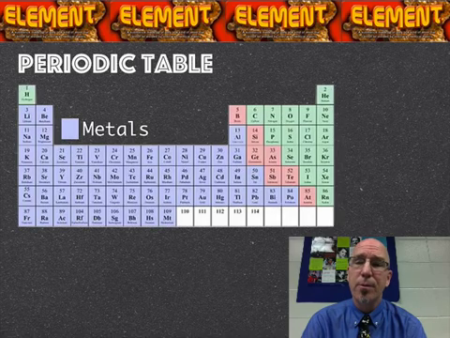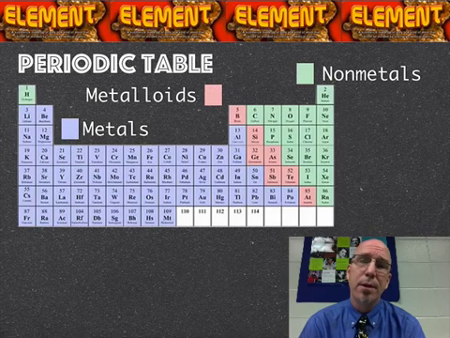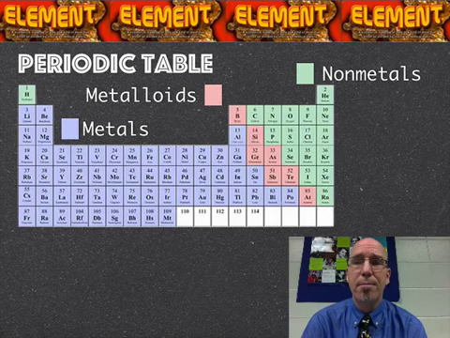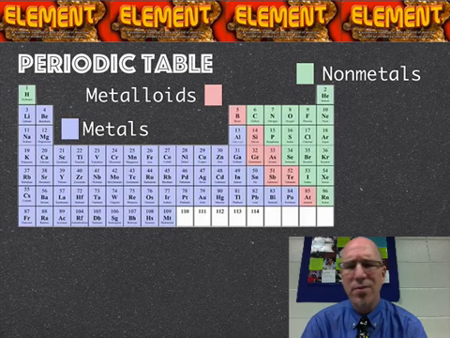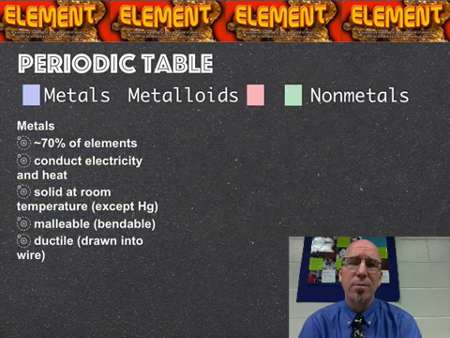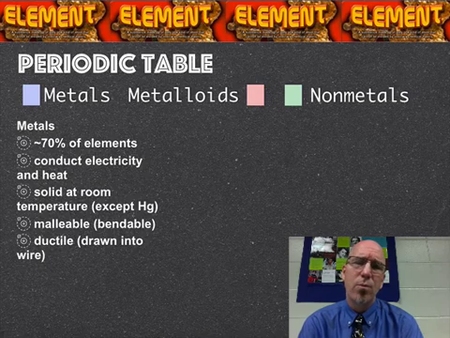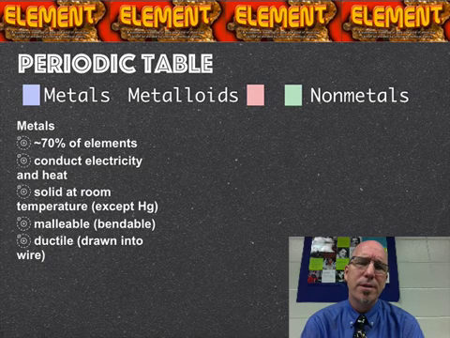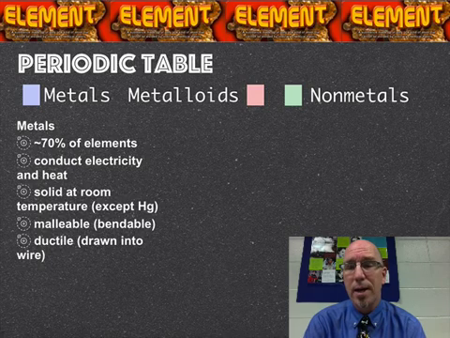So the periodic table, again, metals, metalloids, and non-metals. Now, what do those have in common? Because those are big groups. Remember, about 70% of the elements are metals. And what does that mean? Well, metals tend, again, there's a tendency, these are not absolutes, to conduct electricity.